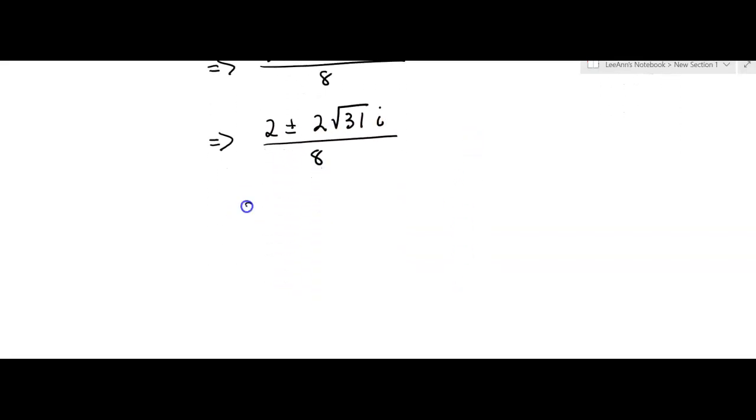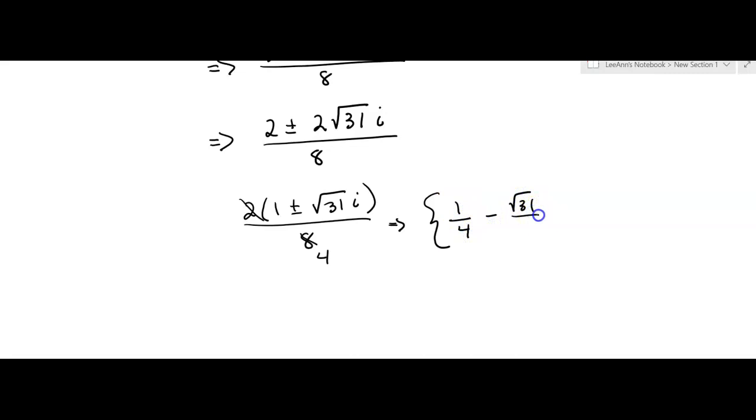So in the numerator, you can take out a 2 over 8. And then the 2 cancels into the 8, and you get a 4. Now, how do they want to write them? If they want it in a plus bi form, it's going to be 1 over 4 minus the square root of 31 over 4i. And the other one's going to be 1 over 4 plus the square root of 31 over 4i.